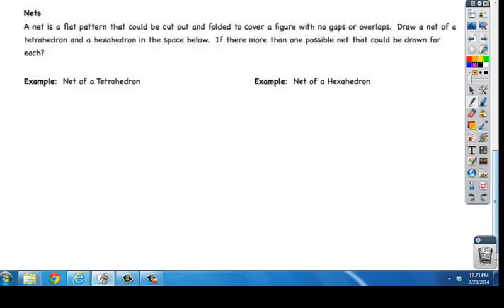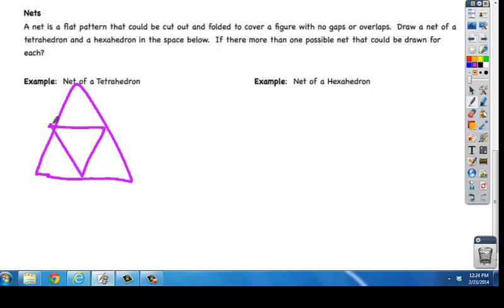So the net of a tetrahedron, remember, is a 4-sided shape made up of regular triangles. And so I'm going to draw a triangle, a regular triangle that's equal sides and equal angle measures. And then I'm going to divide that into 4 congruent triangles. And that would be the tetrahedron. That would fold into a tetrahedron.